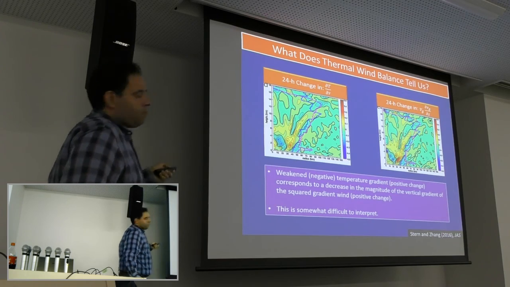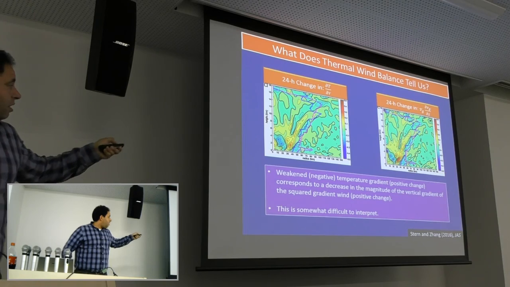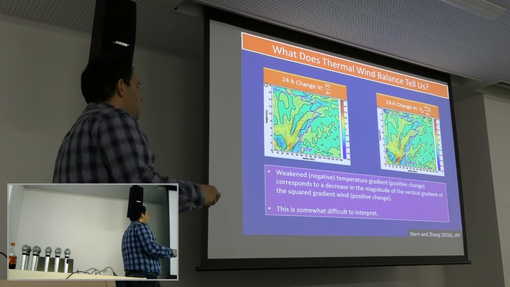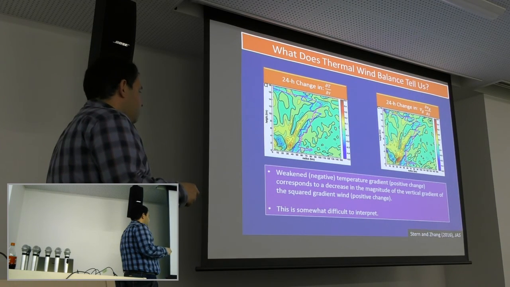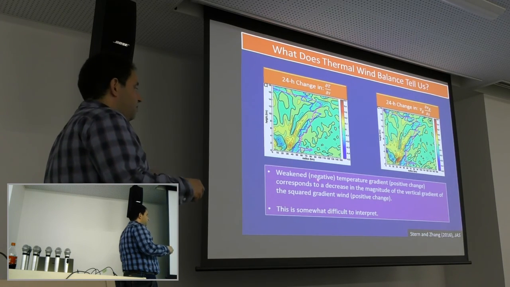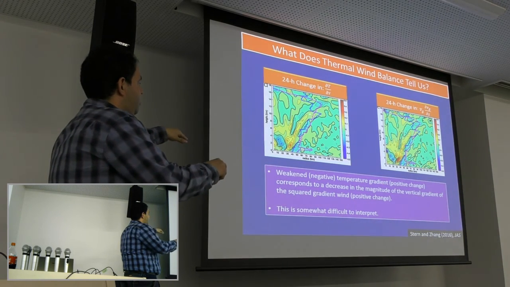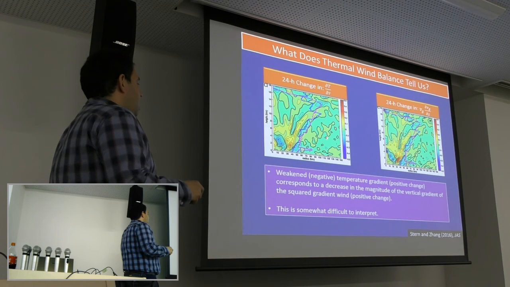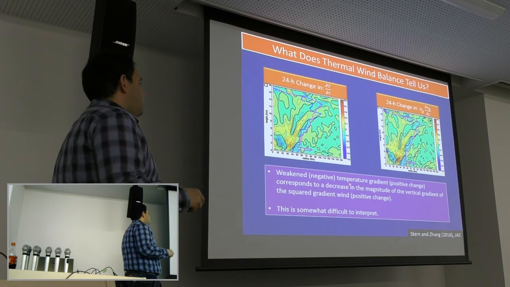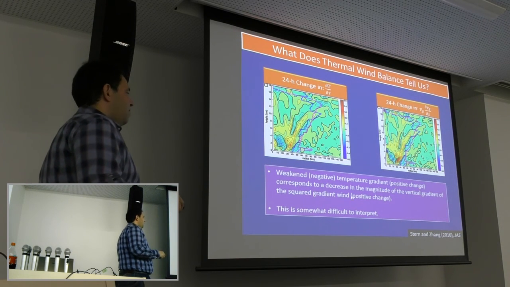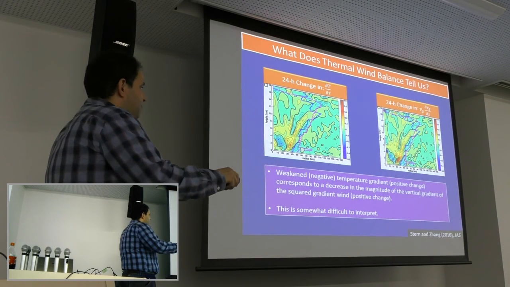So these are the same figures here, but the point I want to make is that this weakened temperature gradient, so the temperature gradient is negative, but a weakening of that means a positive change, which is this yellow region here. That corresponds to a decrease in the magnitude of the vertical gradient of the squared gradient wind, which is this positive change.